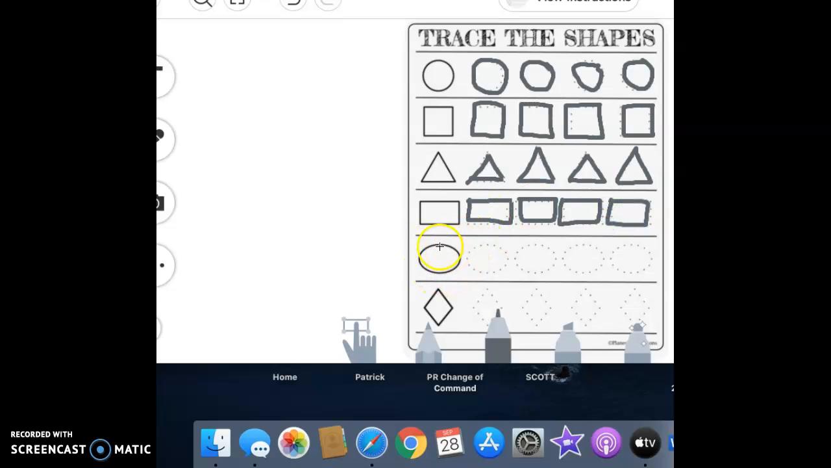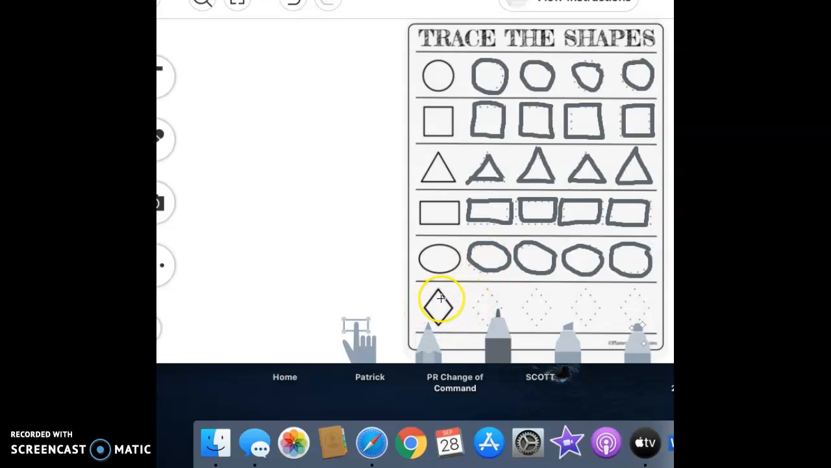Oval, oval. A stretched out circle, not the same. From the center. Oval, oval, oval, oval.